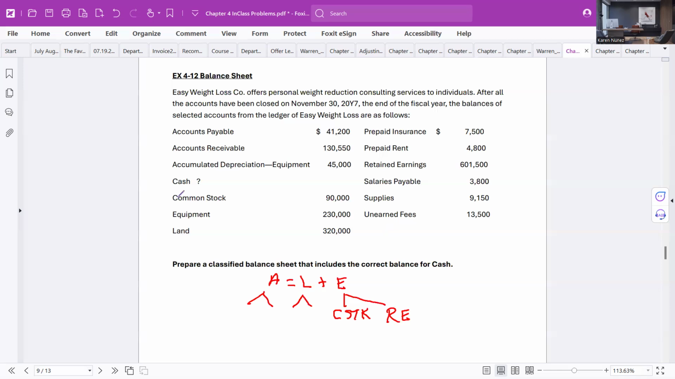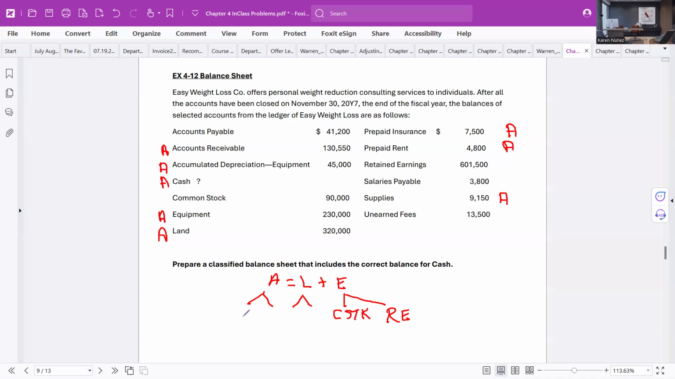So the assets are pretty easy, right? We've got some accounts receivable. We've got cash. We've got equipment. And we've got accumulated depreciation that goes with that equipment. And we've got some land. And we've got some prepaid insurance. We've got some prepaid rent. And we've got some supplies. Those are all of our assets.